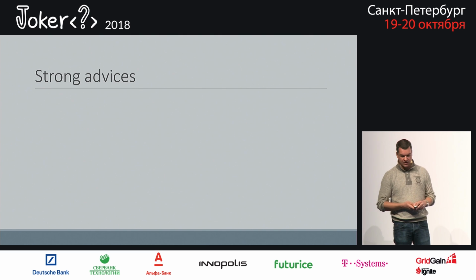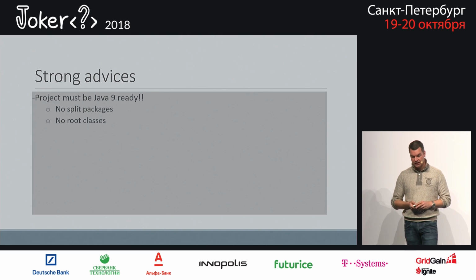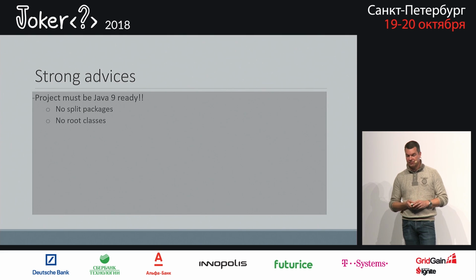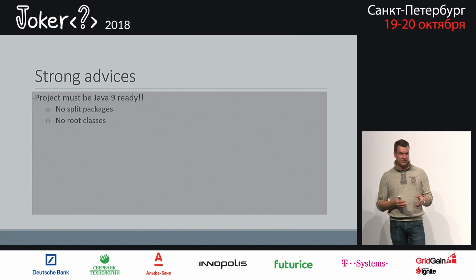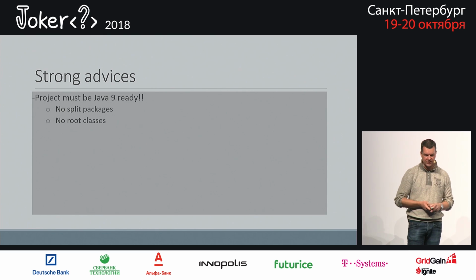So my strong advices are, your project must be Java 9 ready. So that means there shouldn't be any split packages. Split packages are jars where classes in the same package exist. This is also one of the reasons why Maven itself is quite hard to make modularized. It has its own module system, of course, because we also call it the Maven multi-module project. But it is not the same as the Java modules. And it is not allowed anymore to have classes in the root of your folder.